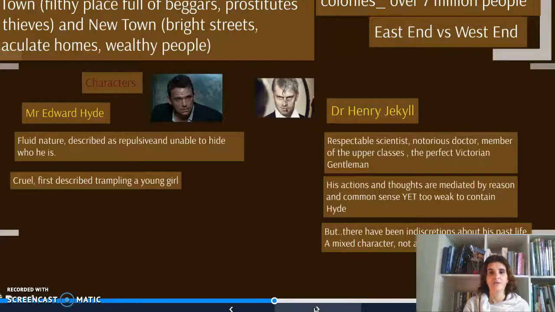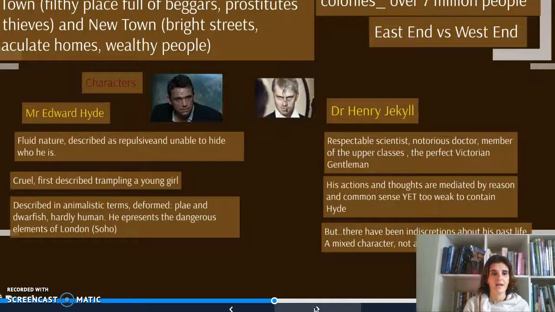On the other side, Dr. Jekyll's actions and thoughts are mediated by reason and common sense. Nevertheless, he's too weak to contain Mr. Hyde. Mr. Hyde is described in animalistic terms. He's sometimes compared to a serpent, to a snake. He's deformed, he's lame, he's hardly human. And in some ways, he represents the dangerous elements of London itself and of the neighborhood where he lives, which is called Soho.